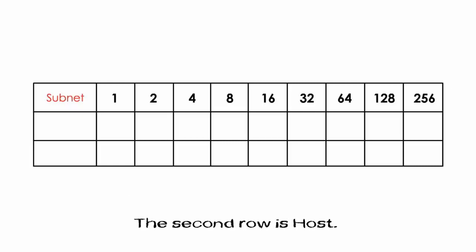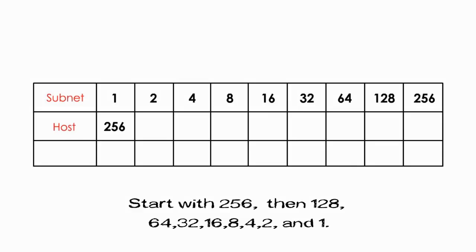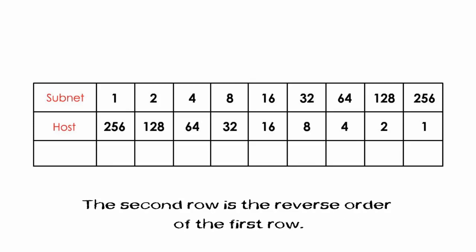Okay? The second row is a host. This row tells the number of total host IDs for each new subnet. Start with 256, then 128, 64, 32, 16, 8, 4, 2, and 1. The pattern is each number is half of its previous number, or the second row is the reverse order of the first row. You see, everyone can handle this, right?